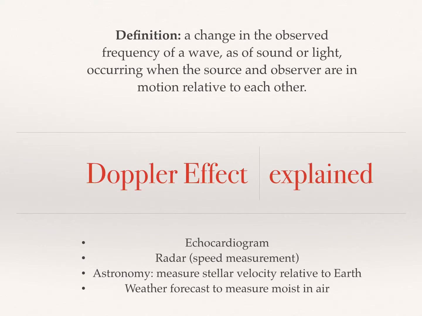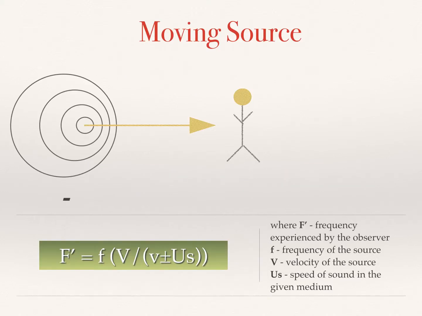So this video is designed to give a brief introduction on Doppler effect and its uses in engineering. Let's start from a definition. Doppler effect is a change in the observed frequency of a wave, as of sound or light, occurring when the source and observer are in motion relative to each other. It's used in medicine, policing, astronomy, and weather forecasting.